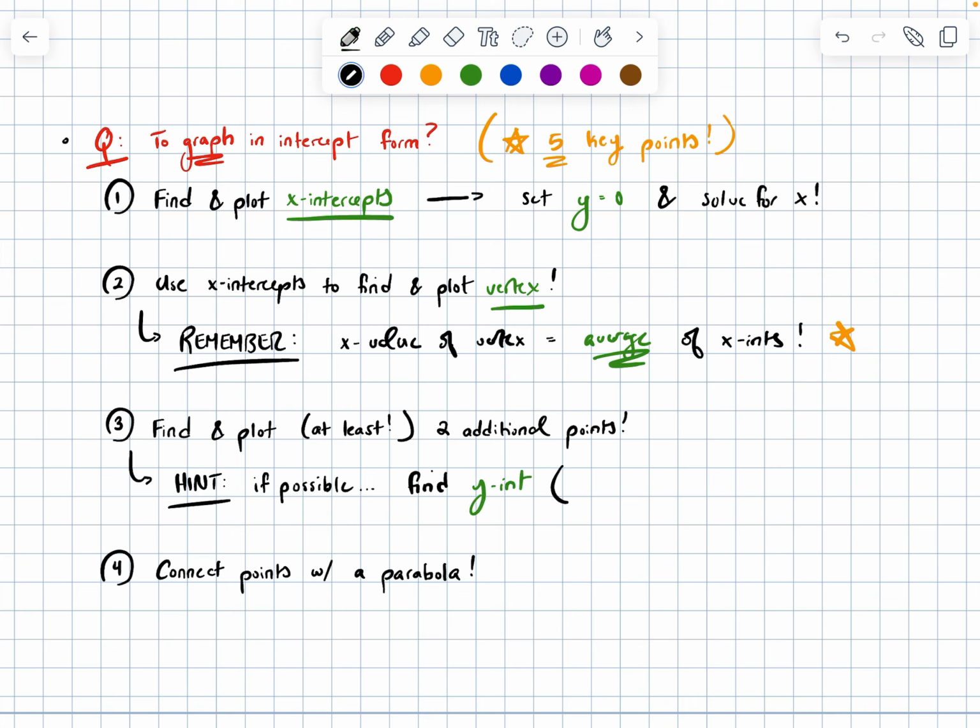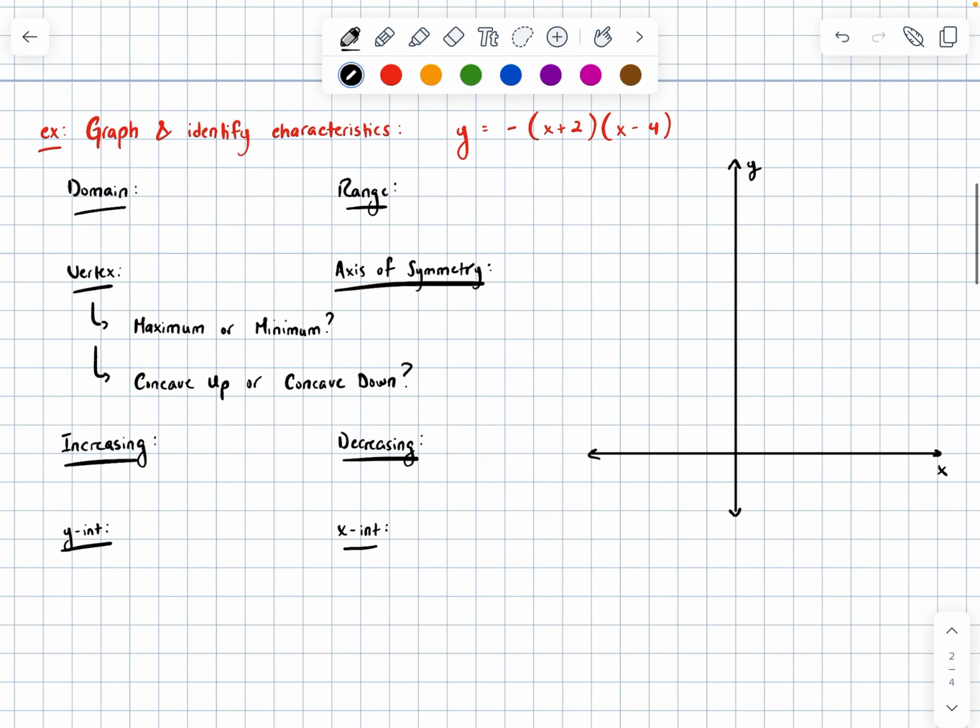Very cool. With this strategy in mind, again, we don't need to use it religiously, but it could help guide us through the process of graphing something like this: y equals negative (x plus 2) times (x minus 4). Use that procedure. Give yourself a good fighting chance. See how far you get. Pause the video. Once you're genuinely stuck, come back and check with me. Let's see how far we can go in building our graph and identifying its listed characteristics. Go!